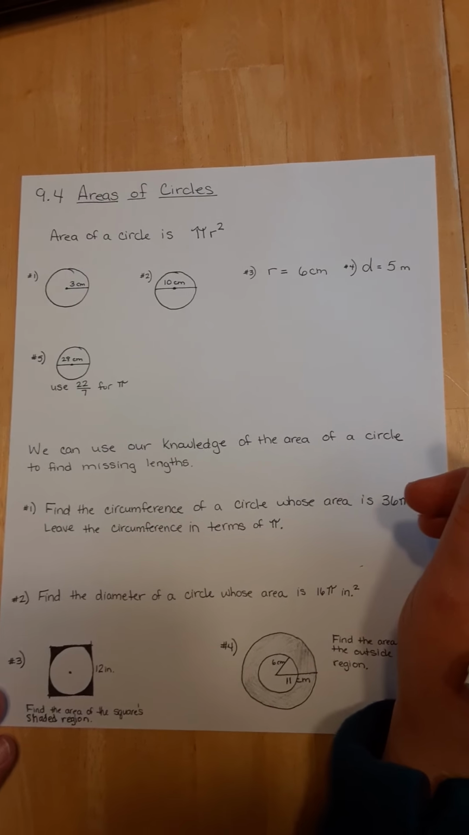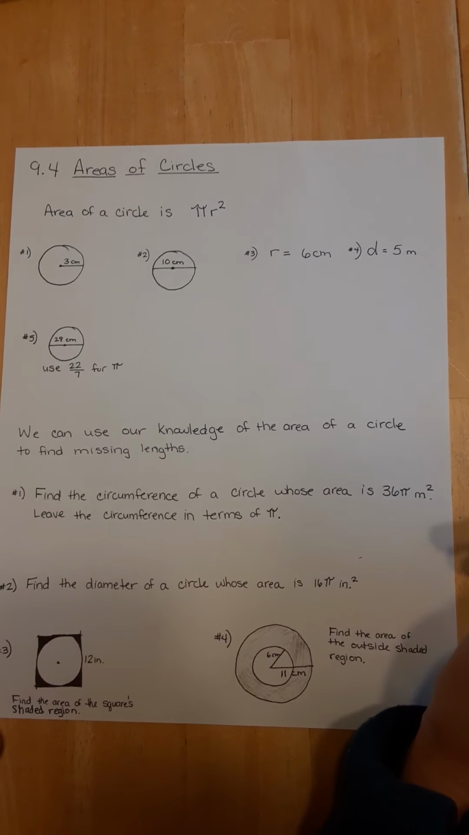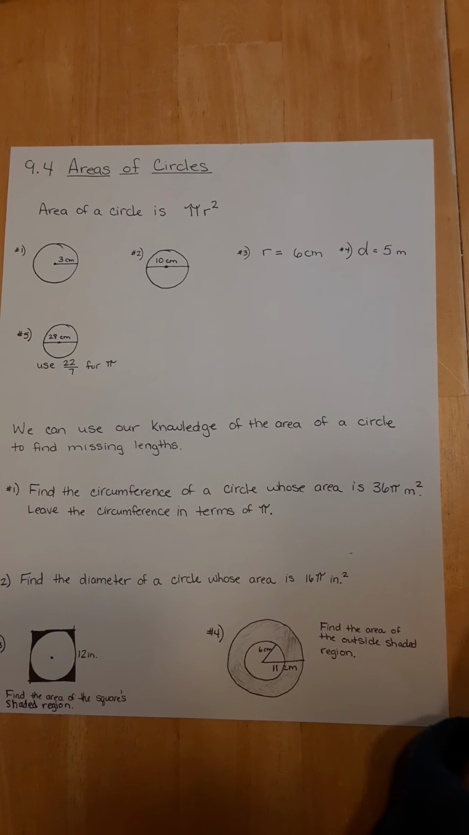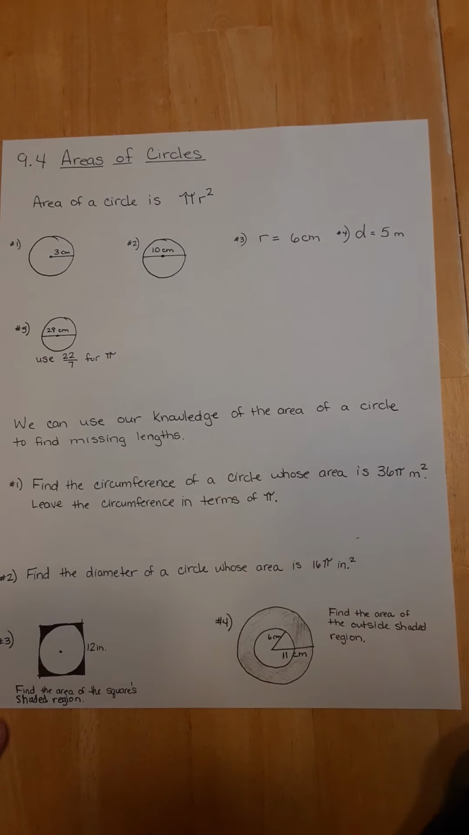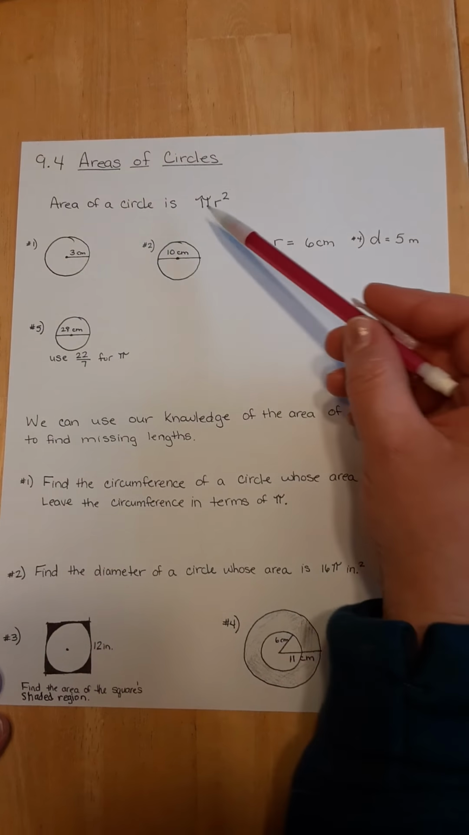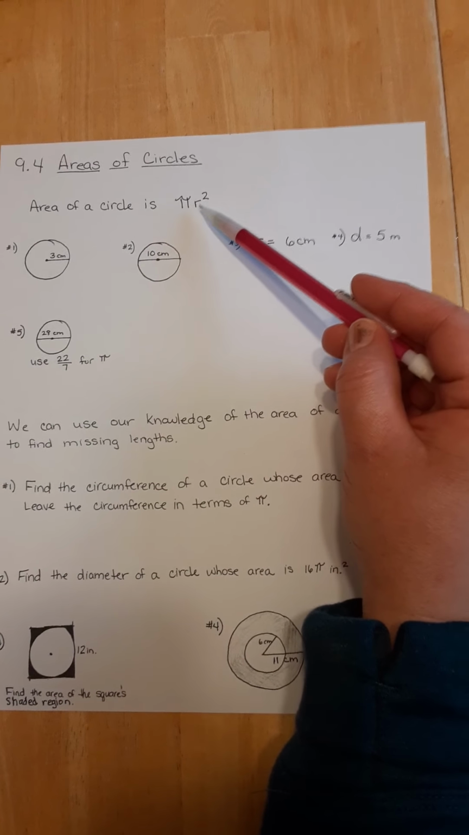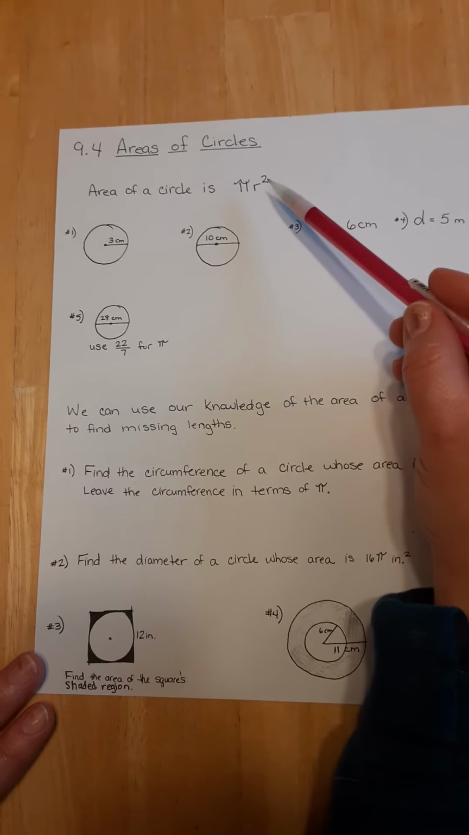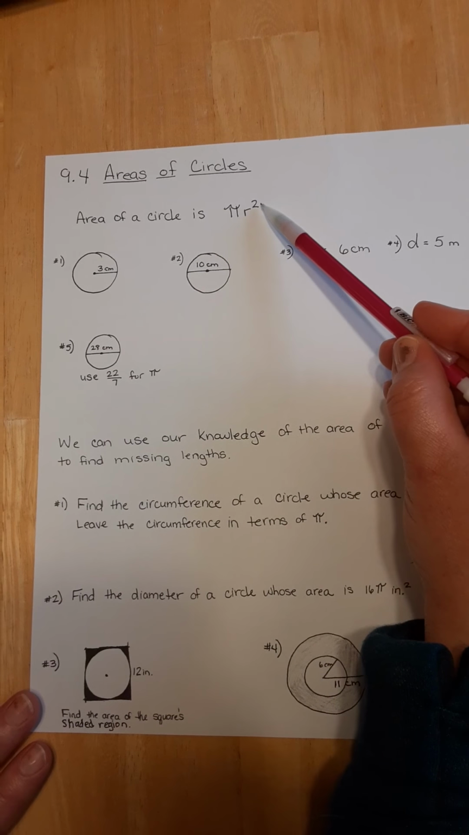Today we're going to do section 9.4, areas of circles. So find your page of notes here and we're going to go through this here. If you notice, the area of a circle is simply pi radius squared. If you notice, there's nothing to do with the diameter here.